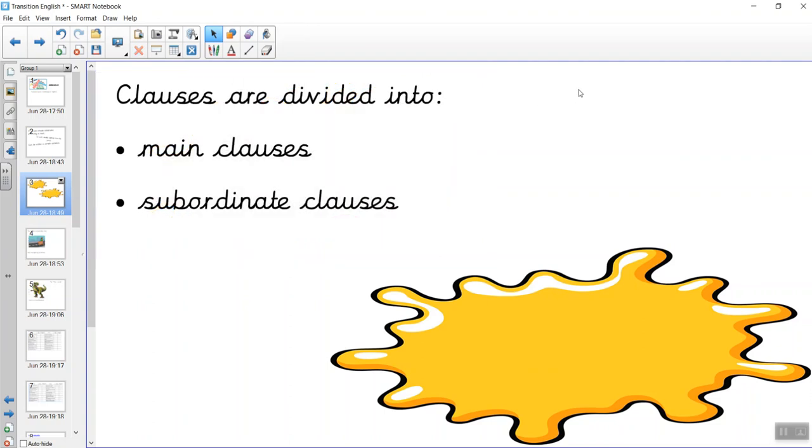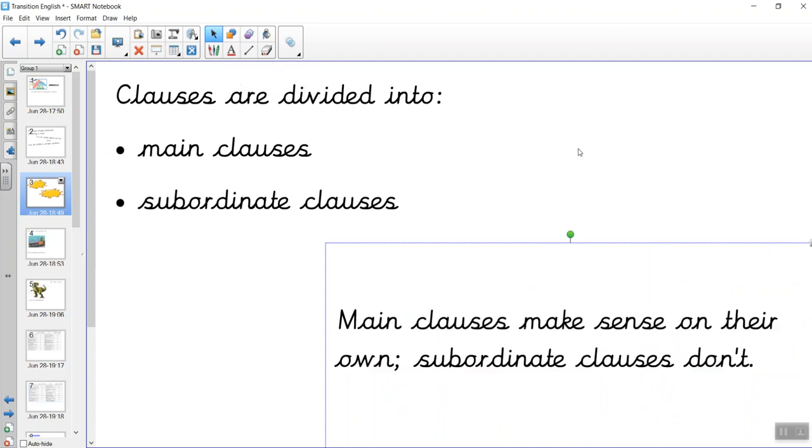Clauses are divided into main clauses and subordinate clauses. Main clauses make sense on their own. Subordinate clauses don't. So a main clause makes sense on its own, but a subordinate clause doesn't.